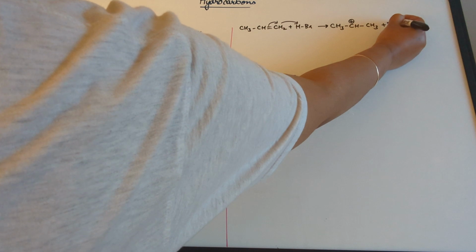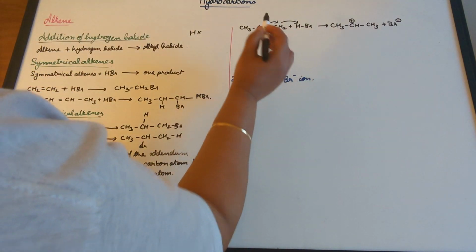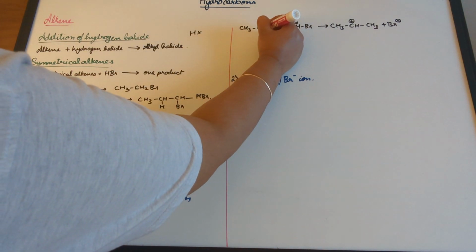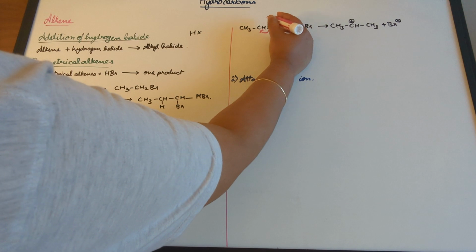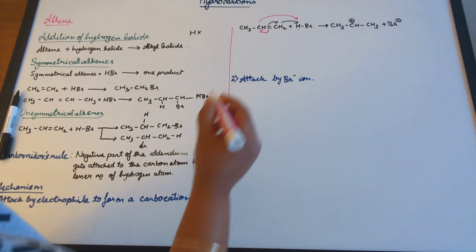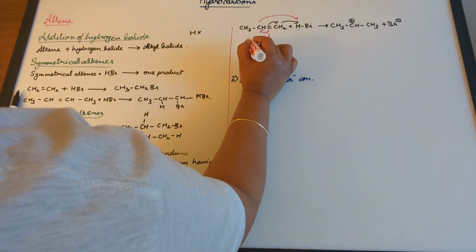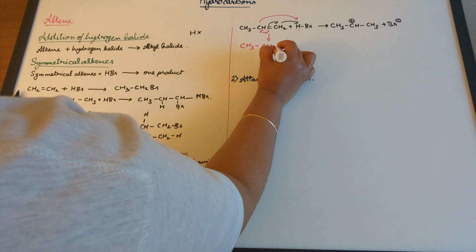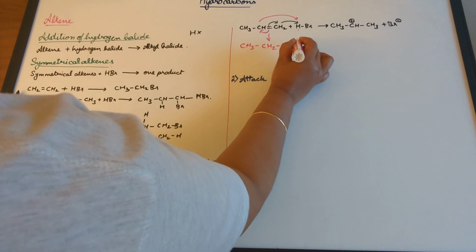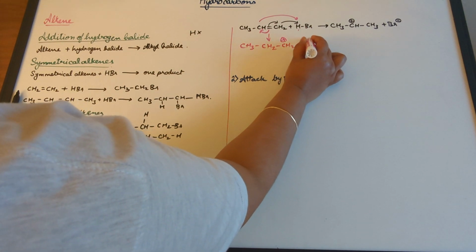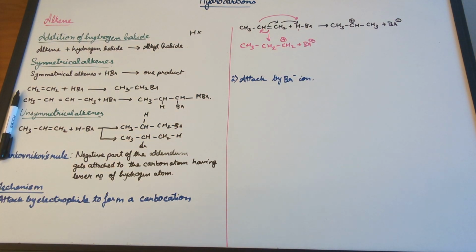Plus Br minus. The other thing that could happen is, I'll put that in another ink so it's clearer. This is going to shift over here, and this particular negative charge will attack the hydrogen atom. And what we'll get in this case is another carbocation, obviously: CH3, CH2 and a CH2 with a positive charge, plus Br minus. So in both these cases, we are getting a carbocation.